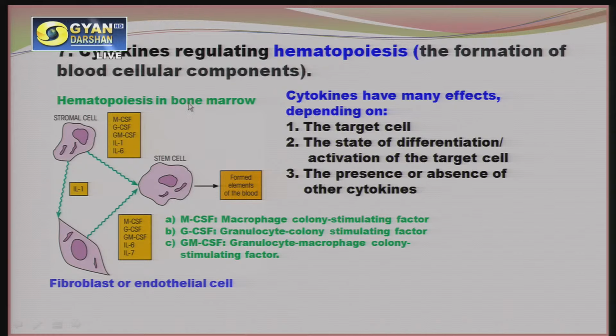Here is hematopoiesis in the bone marrow, meaning the formation of blood cells in the bone marrow. There are the stromal cells. Interleukin 1 is able to bind to them. They can produce various factors like macrophage colony stimulating factor, granulocyte colony stimulating factor, and granulocyte macrophage colony stimulating factor. They can release these, which bind with the stem cells. Ultimately, they form the blood cellular components.